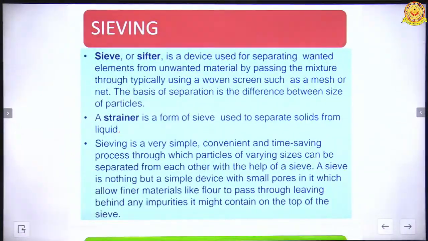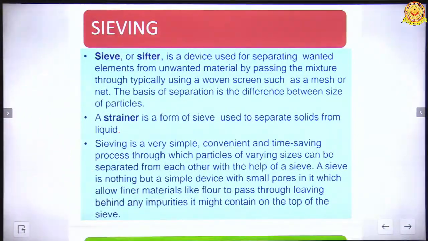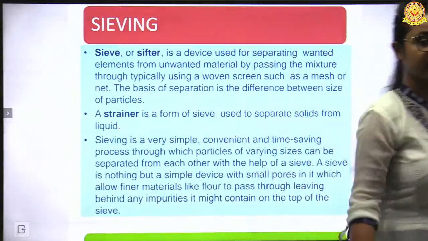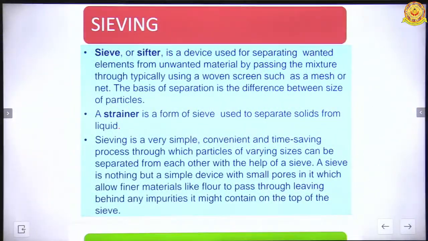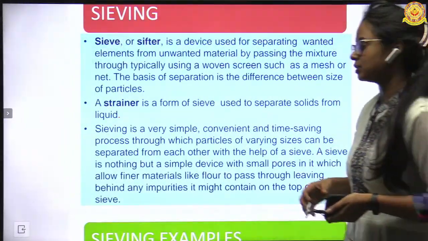Now fourth is sieving. The fourth one is sieving or sifter. Sifter is another word for sieve. It is a device for separating wanted elements from unwanted material by passing the mixture through it, typically made of a woven screen such as a mesh or net. The basis of separation is the different size and shape of particles. For example, the strainer, which we basically use to strain tea, acts as a sieve only. That is a sieve which is used to separate the unwanted material, meaning bigger things, from the leaves. And the strainer acts as a sieve only.